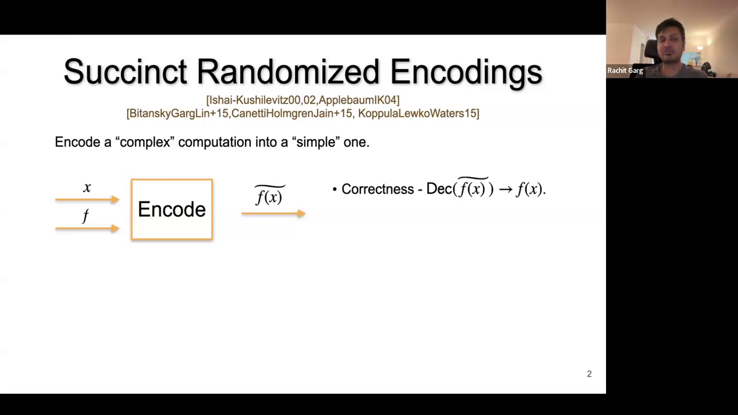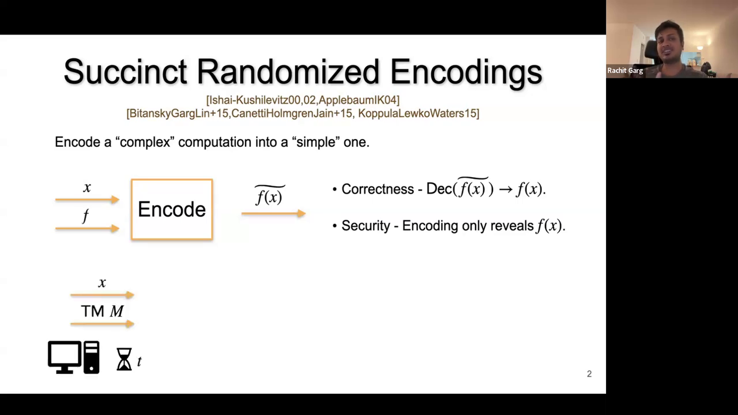And we have certain properties that we want from f tilde of x. We want it to be useful, so we want correctness, which means that given f tilde of x, there is a decode algorithm that can compute f of x. Security means that f tilde of x should not leak any information about f or x other than f of x.